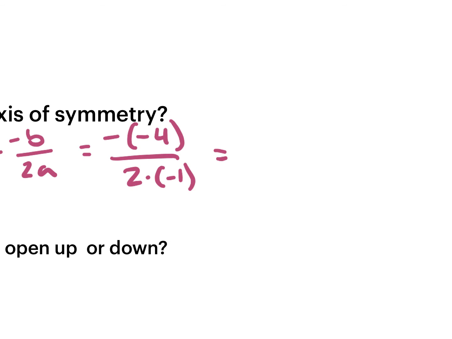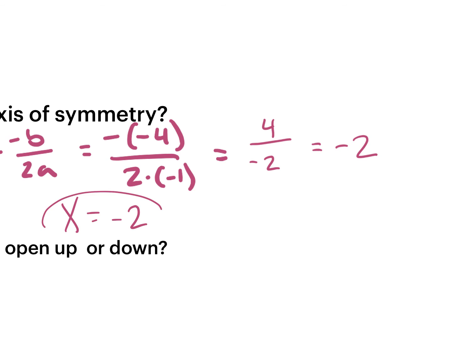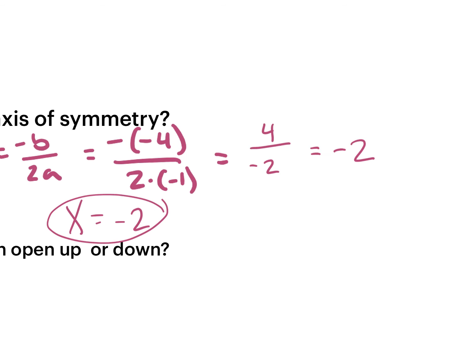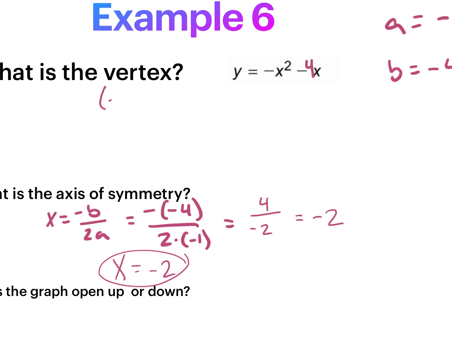On top, if you have a negative times a negative, what does that turn into? Positive. So it becomes positive 4. And then what's 2 times negative 1? Negative 2. So what's 4 divided by negative 2? Negative 2. So my axis of symmetry is x is equal to negative 2. So what's the first number in my vertex? Negative 2. How do I find the second number? Plug in negative 2 for x.